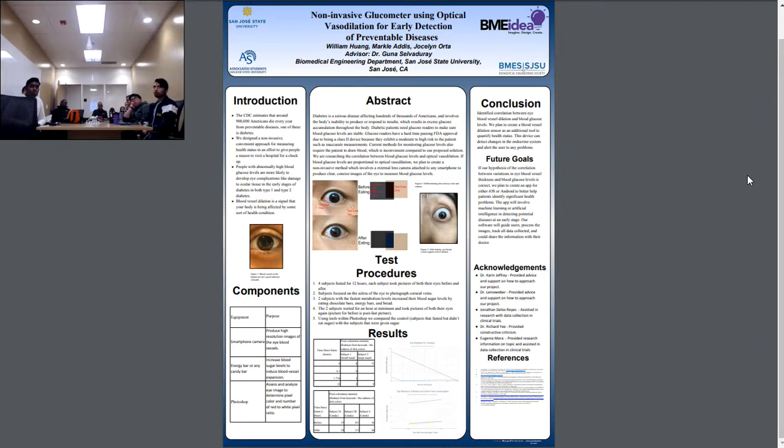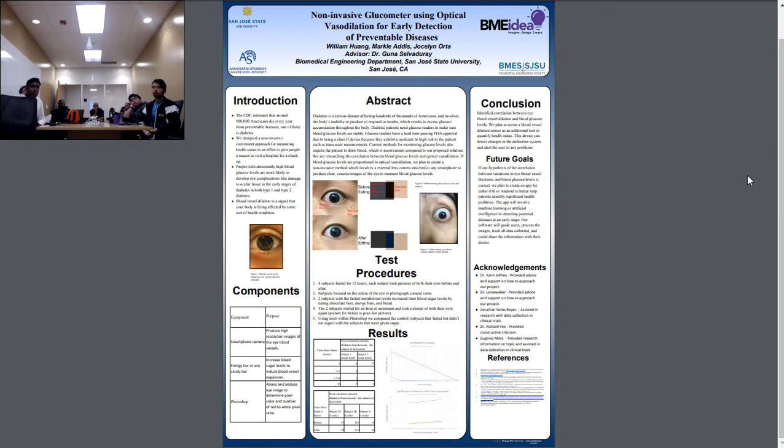So, components. In our project, we have 3 parts. The first part is the camera on a smartphone, on any smartphone, whether Android or Apple. And its purpose is to produce clear and concise images of the eye, particularly the blood vessels of the sclera. And the second one is energy bars or food bars or chocolate bars. Their purpose is to be sugary foods that spike or elevate the blood sugar levels throughout the body. And the last one is Photoshop, and its purpose is to assess and analyze the images taken from the smartphone.